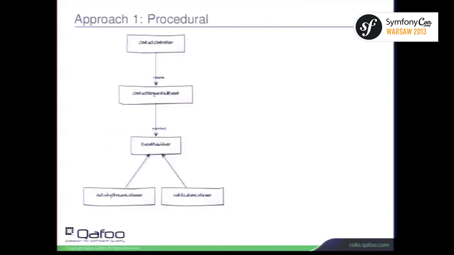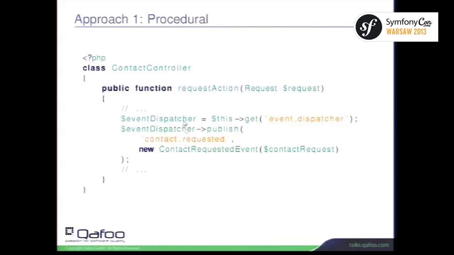There are two approaches for how we can implement this. The one way is very procedural. So if we already have an application in Symfony, we can easily implement this approach. We have the contact controller, and the contact controller just creates our contact requested event. And then an event publisher distributes that to listeners. How does this look?